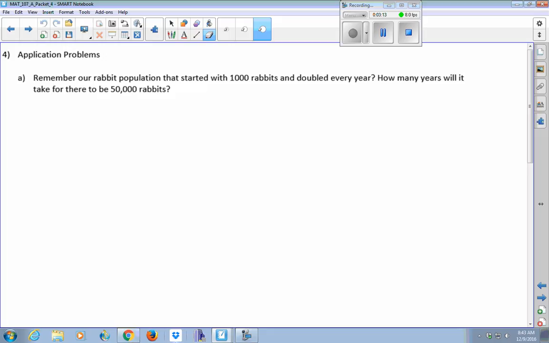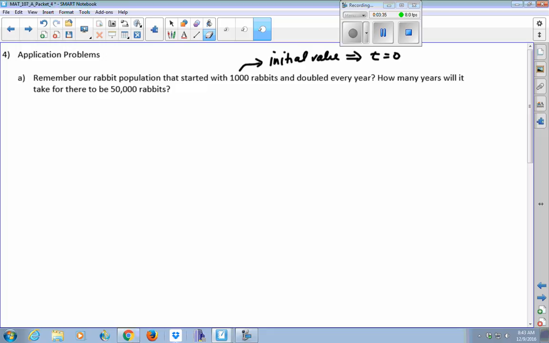So let's start with this problem. We remember our rabbit population problem. We worked with that rabbit utopia problem, and we started with 1,000 rabbits. And remember, 1,000 is what we call our initial value. That's our beginning spot, and that's always when time is equal to 0.